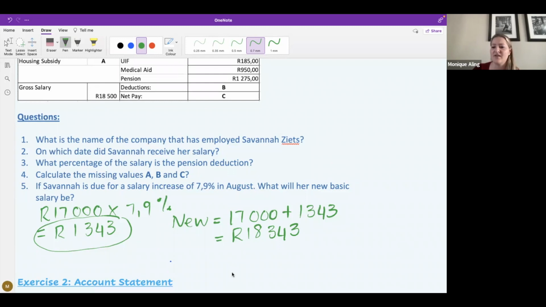Tabi Singh, do you understand what I've done here? Because I see your numbers are very different to what I got. Remember, her new salary can't be less than the one that she's getting. It has to be higher than 17,000 Rand. She's getting an increase.